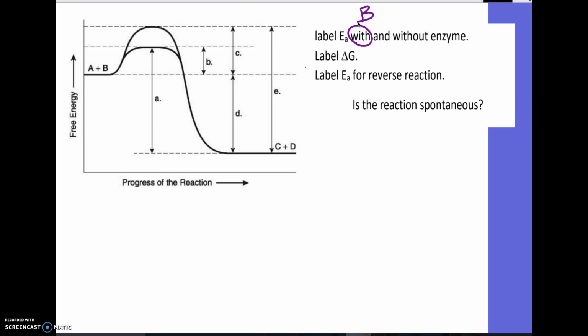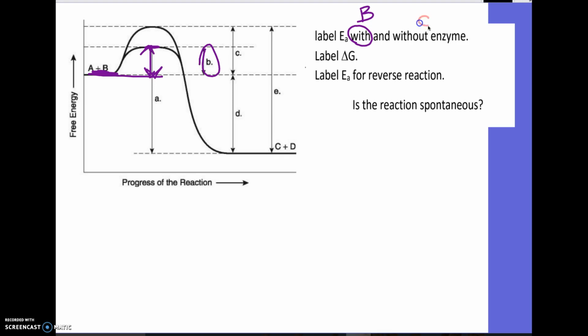Keep in mind, to get the activation energy, it's from the starting point. Imagine you're trying to push a rock to the point where it would roll down the hill on its own. So this is my starting point. This is the energy in my reactants. I would have to push them, with an enzyme, because enzymes lower it, from this starting point to the top of the hill, which would be this. So that's B. What about without the enzyme?